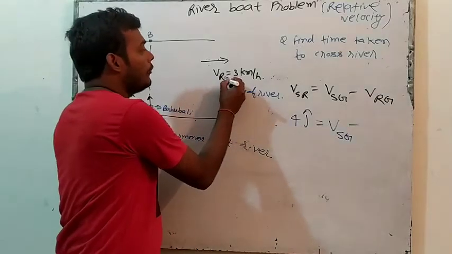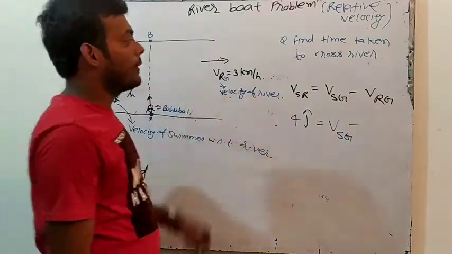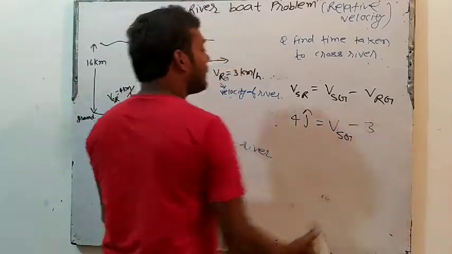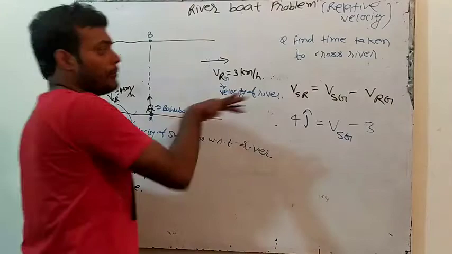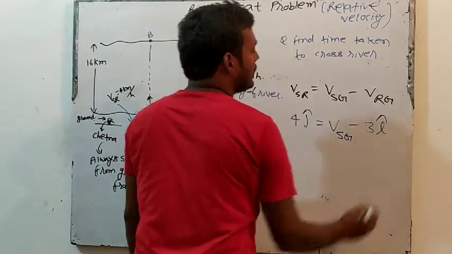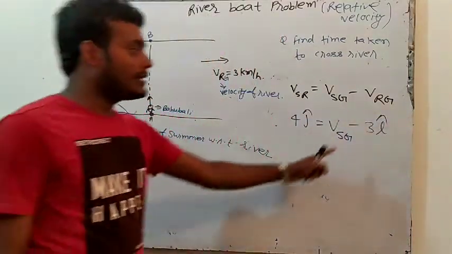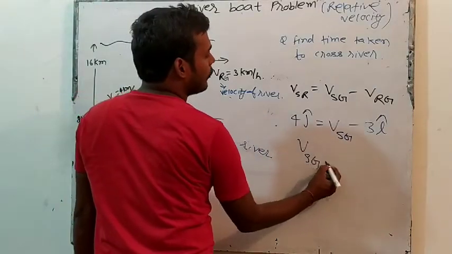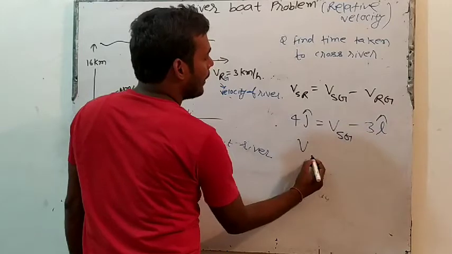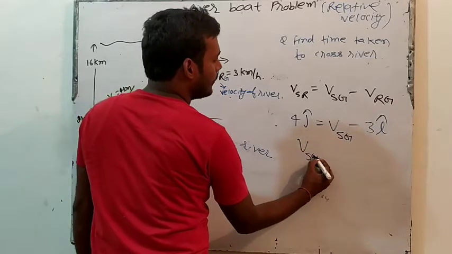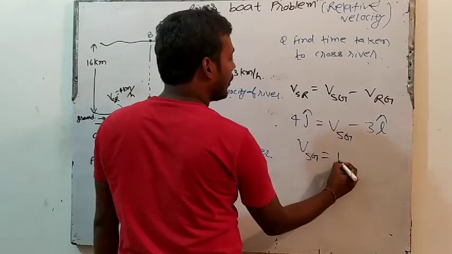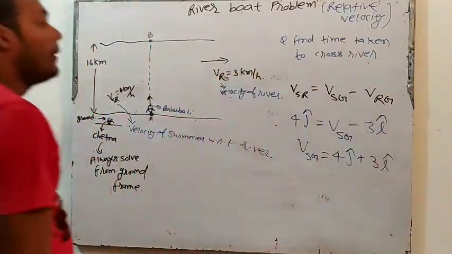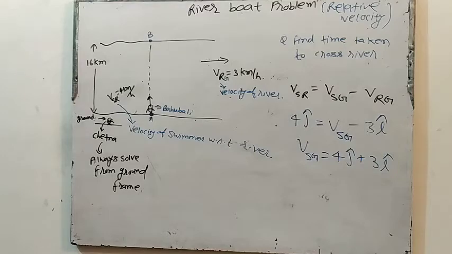River is flowing with a speed of 3 km per hour with respect to ground. This is actually velocity of river with respect to ground. This is how much? 3. Plus I cap or minus I cap? Plus I cap, since the river is going in this direction. So minus into plus will be minus. So can we write that velocity of swimmer with respect to ground is equal to 4j cap plus 3I cap?